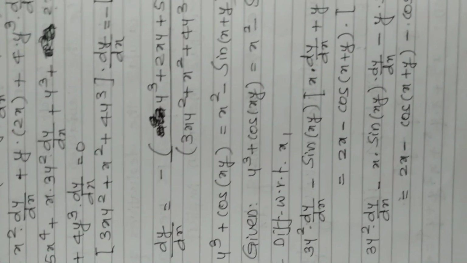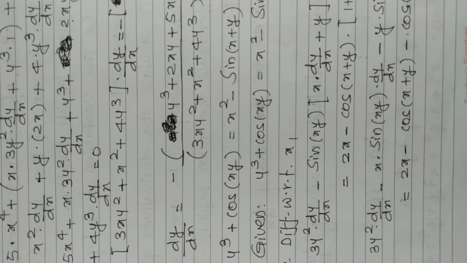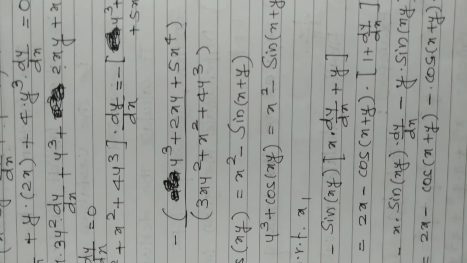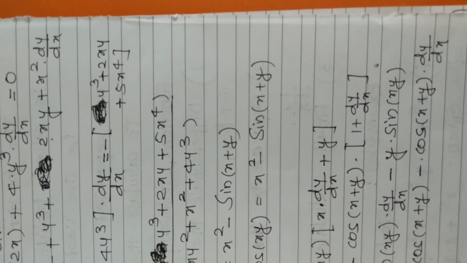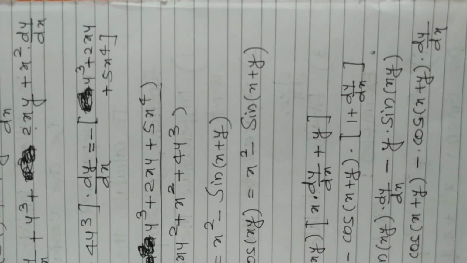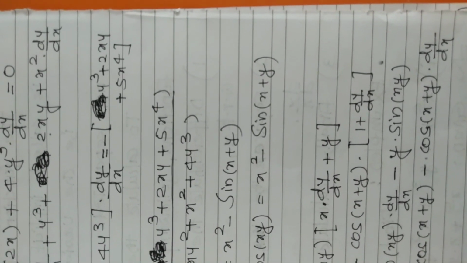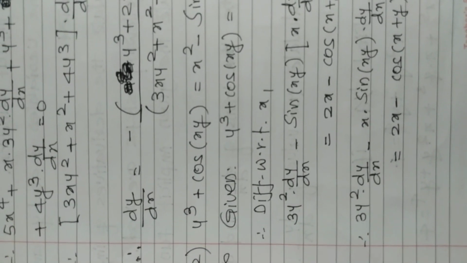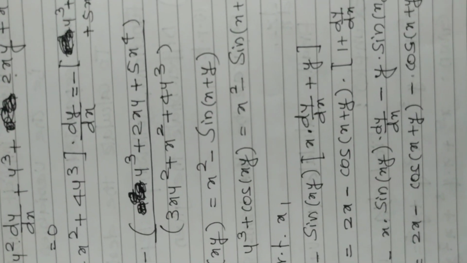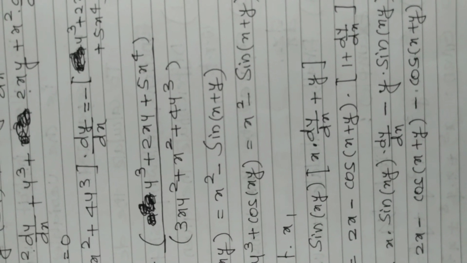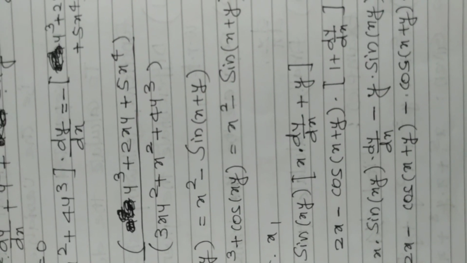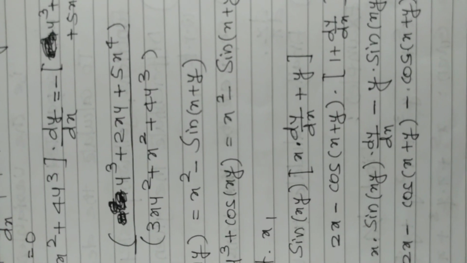3x y square plus x square plus 4y cube, into dy by dx, equals minus the terms without dy by dx: y cube plus 2xy plus 5x raised to 4. So finally the value of dy by dx is (y cube plus 2xy plus 5x raised to 4) divided by (3xy square plus x square plus 4y cube), with a minus sign.